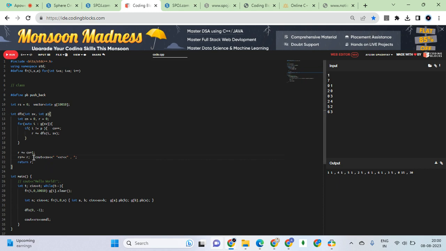I think RS plus R should happen there. Should not take these extra spaces and all.